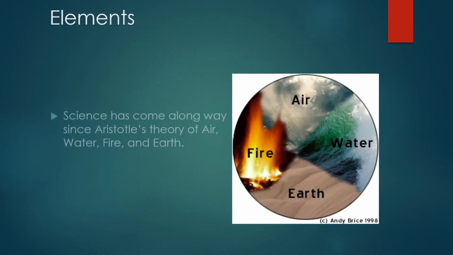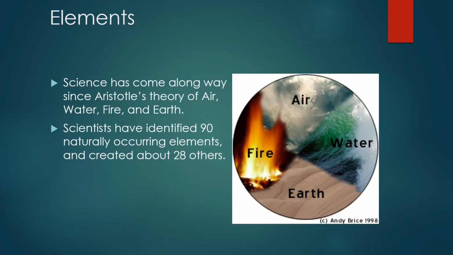Now you can see, science has come a long way since Aristotle's theory of air, water, fire and earth. Science started with air, fire, water, earth. Scientists have identified 90 naturally occurring elements, so in the periodic table 90 naturally occurring elements are there. Then scientists created about 28 elements. Still research is going on, and maybe they may discover some more. Okay, so presently 90 are naturally occurring and in the laboratory they have created about 28 elements.